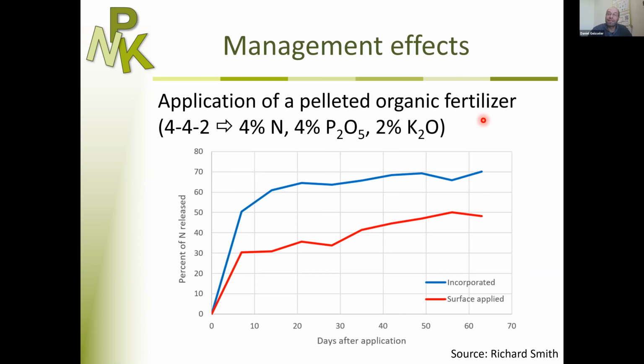Here's a slide from Richard Smith. He did a very interesting study where he used pelleted organic fertilizer, a 4-4-2, and either left it on the soil surface, this is the red curve, or incorporated into the soil. The vertical axis is again the percent of the total nitrogen in that material released, and it was over a period of 70 days. And what you can see is when a pelleted material is left on the soil surface, the nitrogen is released much slower.